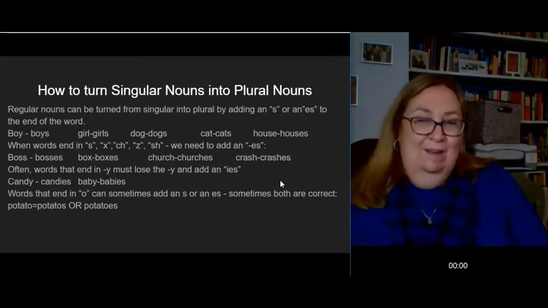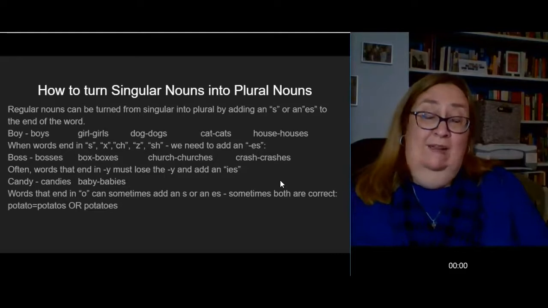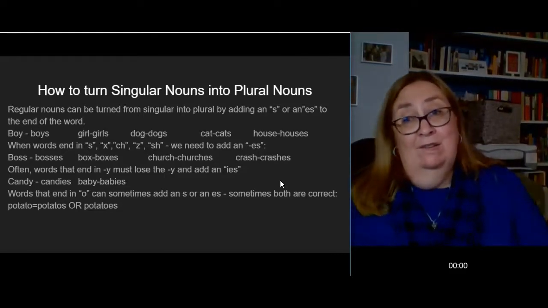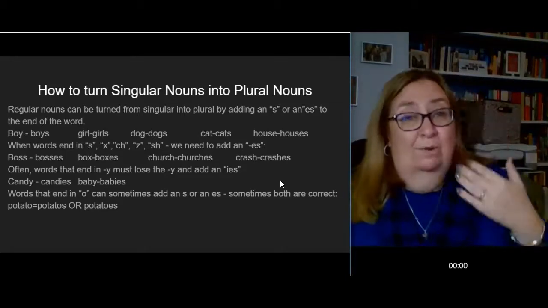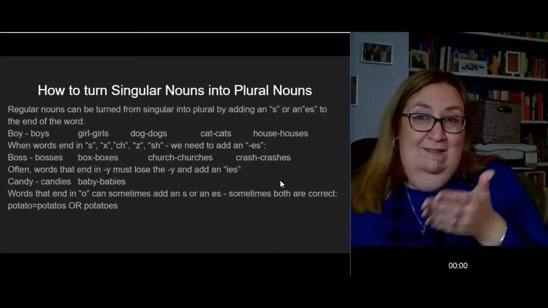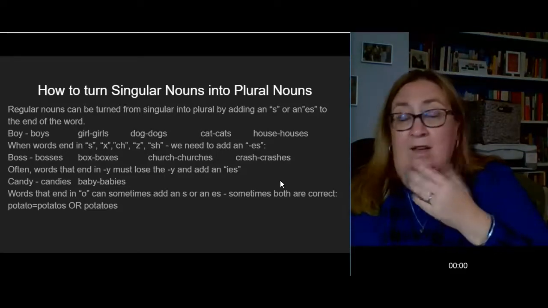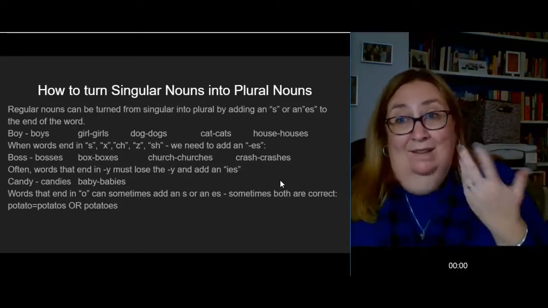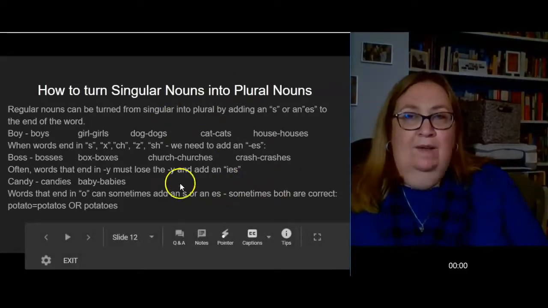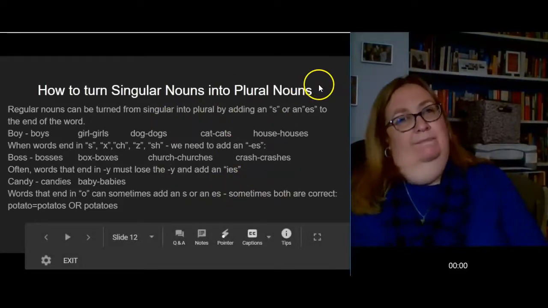If you have potato and you have more than one potato, you can add an S or you can add an ES. And if you look that up in the dictionary, it tells you both are acceptable. My personal preference is to add an ES because I think it looks funny with just an S, but it doesn't matter what I think because the dictionary says either one's right. Now these are some great rules, okay? We can follow the rules.